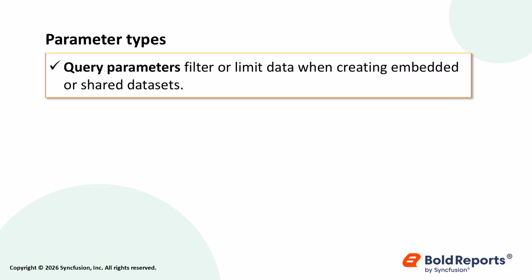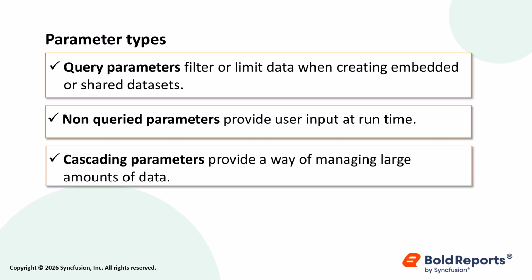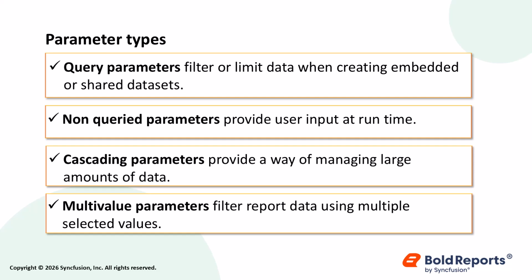Report parameters are categorized into dataset query parameters that enable the creation of an embedded or shared dataset with parameters to filter or limit data. Non-queried parameters provide user inputs at runtime through a text box, checkbox, or date picker. Cascading parameters provide a way of managing large amounts of data in paginated reports. Users can define a set of related parameters so that the list of values for one parameter depends on the value chosen in another parameter. Multivalue parameters are used to dynamically filter the report data based on more than one value.